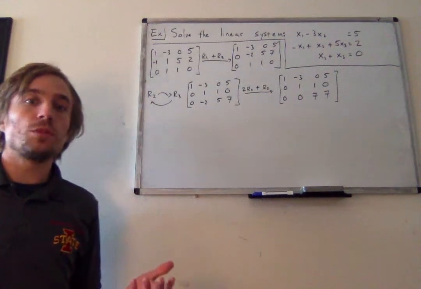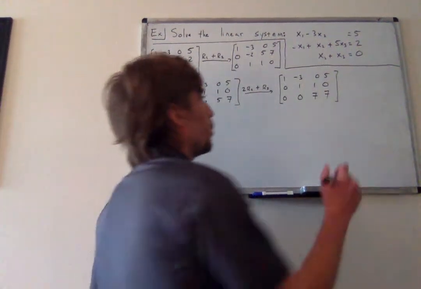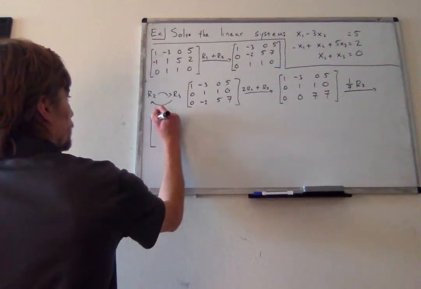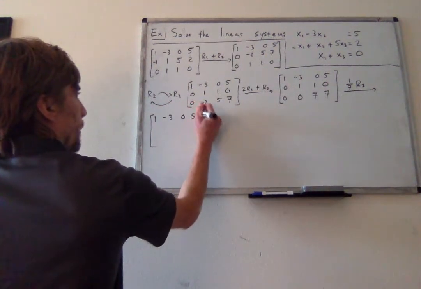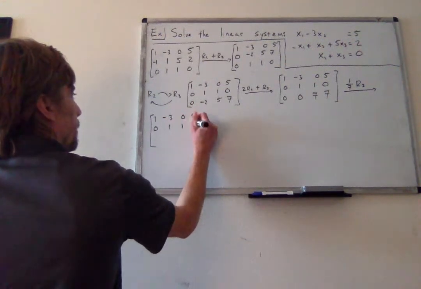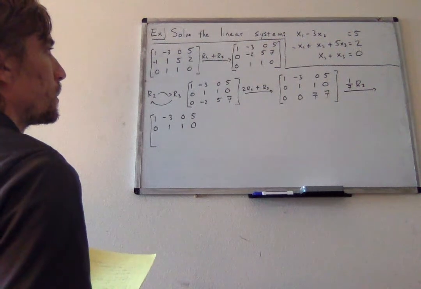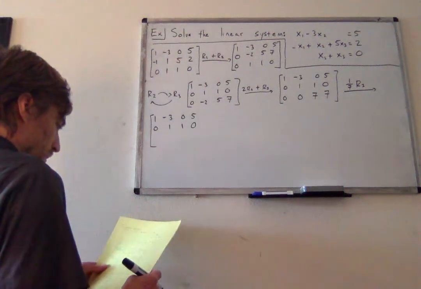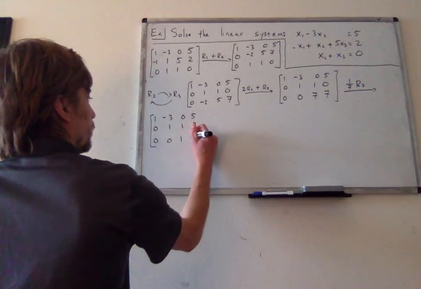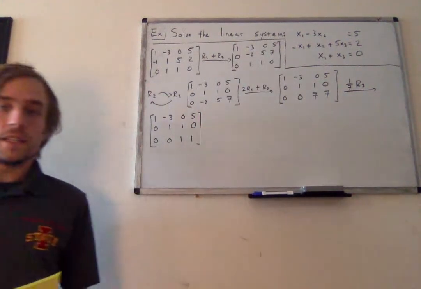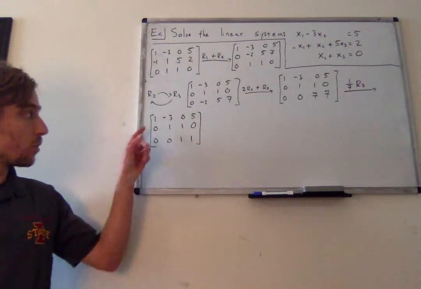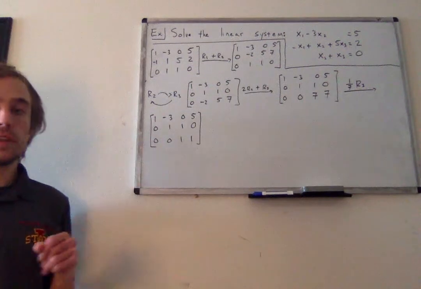This leftmost 7 is going to be my next pivot. And so I just want to make it a 1. And so all I'm going to do is divide row 3 by 7, to get the following matrix. Zero, zero, 1, 1. All right, so I've done all of the zeroing out when the leading ones are looking down. I've found all three of my leading ones.